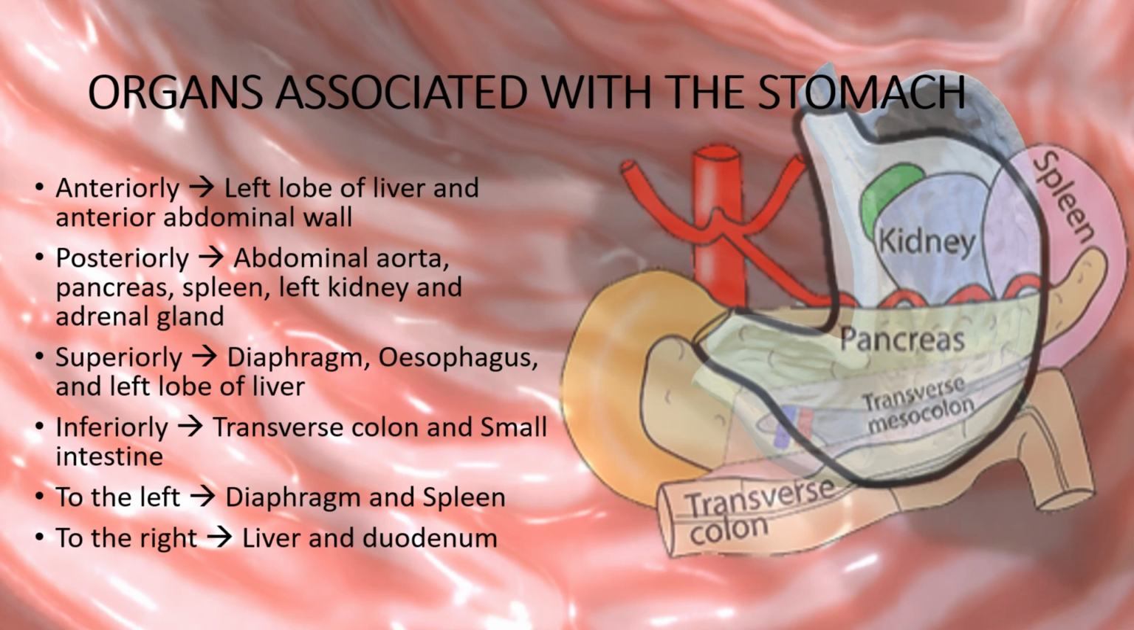Also, in the superior part, it is associated with the diaphragm, the esophagus, and the left lobe of the liver. Inferiorly, it is associated with the transverse colon and the small intestine. To the left, it is associated with the diaphragm and the spleen, and to the right, it is associated with the liver and the duodenum.